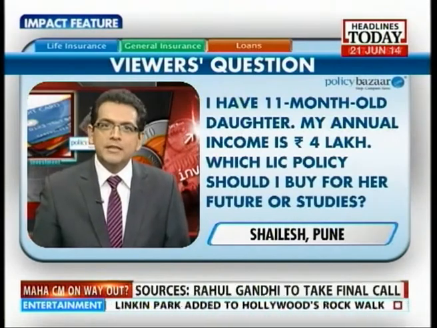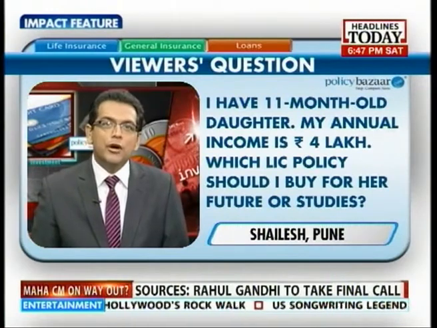Right, we've got Shailesh from Pune who asks, I have an 11-month-old daughter. My annual income is 4 lakh rupees. Which LIC policy should I buy for her future or for her studies? So from LIC, there is a plan called Komal Jeevan. It's a child plan which pays out to the child at 20, 22, 24 and 26. It's a decent plan like any other child plan. There's only one complication in this plan, that the life assured is actually the child. So in case something unfortunate happens to the child, the funds come back, which is slightly odd. But it's a decent plan.